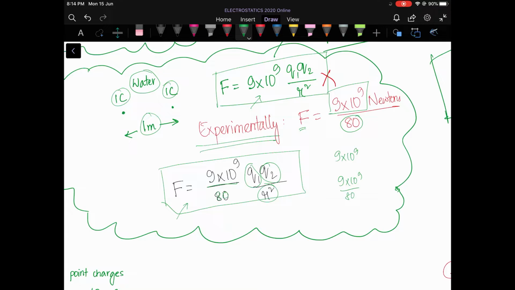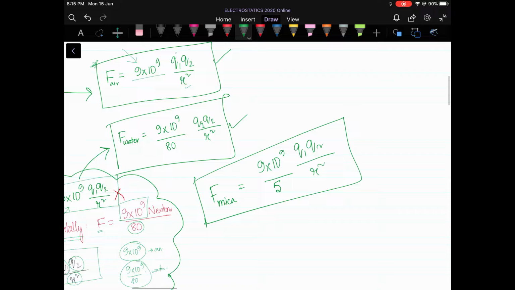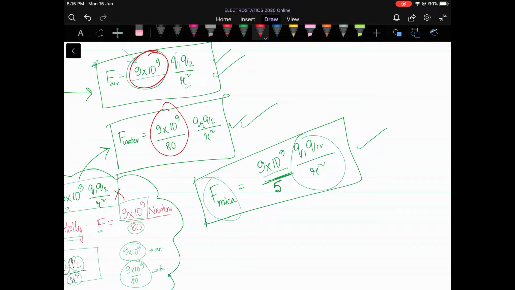So this constant obviously is not an absolute constant which we can use everywhere, but depends on the medium where the charges are present. Again, if you compare to some other medium like mica, the formula should look like 9 into 10 to the power 9, and we must divide by 5, and then again Q1 Q2 by R square. So you see the medium has changed from air to water to mica, and the constant that we have has also changed from this value to this value to this value.